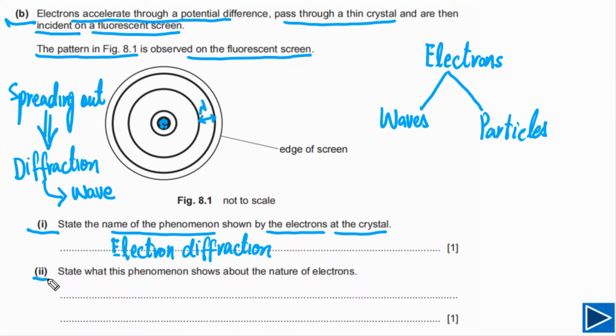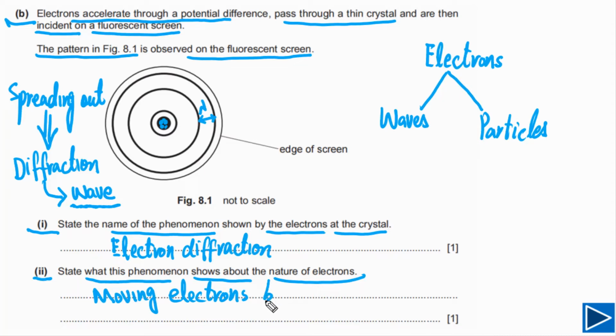Now if we go to the second part, the question is asking us to state what this phenomenon shows about the nature of electrons. The nature of electrons we have already discussed. In this case electrons are behaving as waves. So simply we can say moving electrons behave as waves. It depends on conditions. And if we need to find the value of lambda, lambda is equal to h over p, meaning the momentum of the electron.